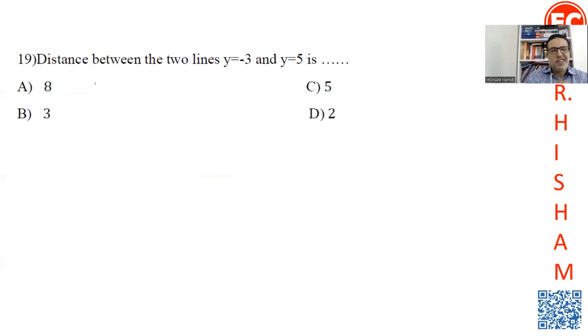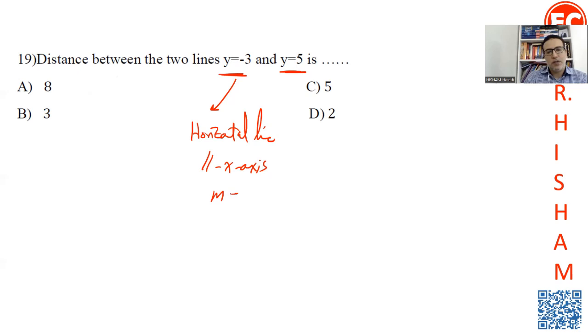Question 19, it's a very easy question. Distance between the two lines, y is equal to negative 3 and y is equal to 5. Let me give you some information about the straight line y is equal to negative 3. This one is a horizontal line. This line is parallel to the x-axis. Its slope is equal to 0.